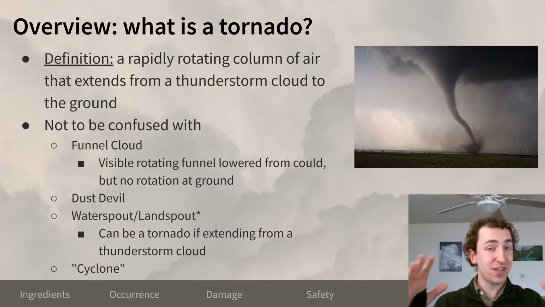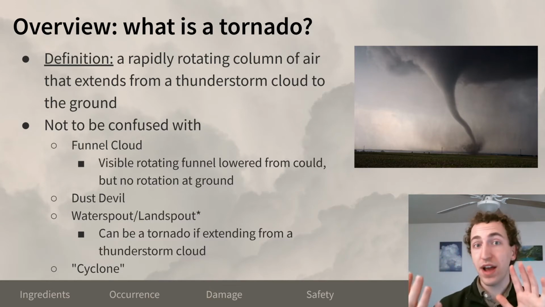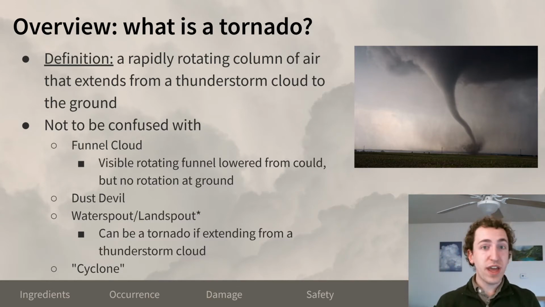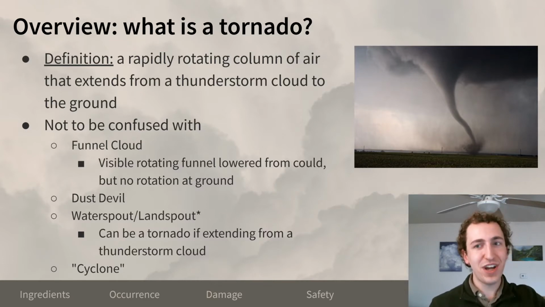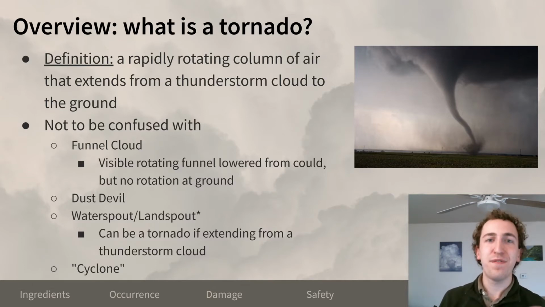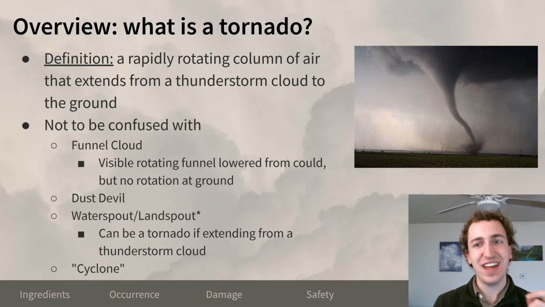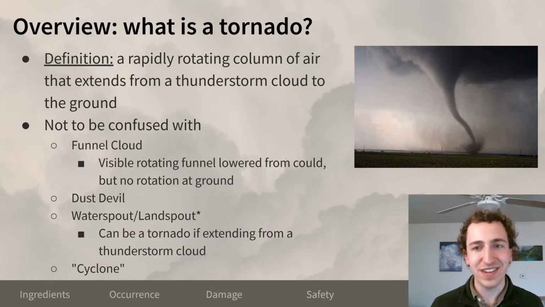But cyclone can refer to other scales. It could be a mesocyclone, the rotating column of air that is the entire updraft of a supercell. Also, we have low pressure systems or mid-latitude cyclones. We also have tropical cyclones that we'll be talking about later. So cyclone is a very general term. Tornado can be a type of cyclone, but tornado is the specific term we use for the weather hazard that is a rapidly rotating column of air extending from a thunderstorm cloud to the ground. That's the key definition to keep in mind.